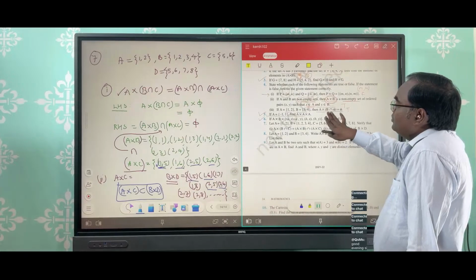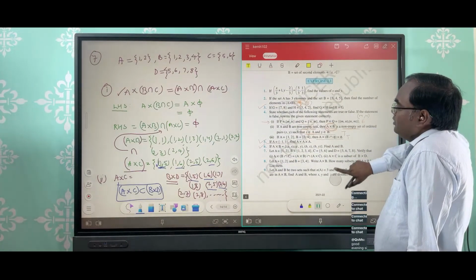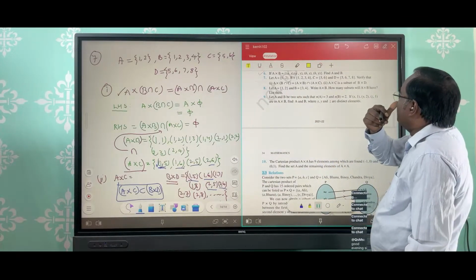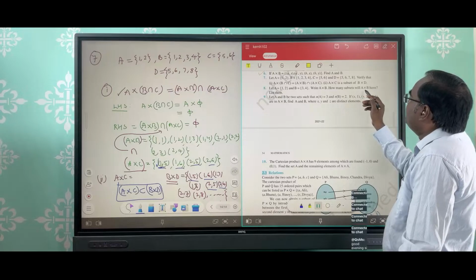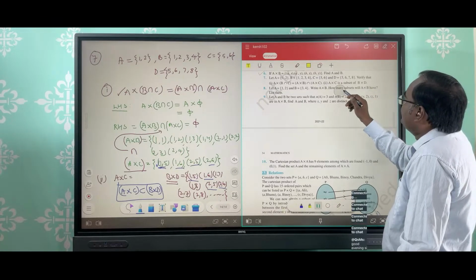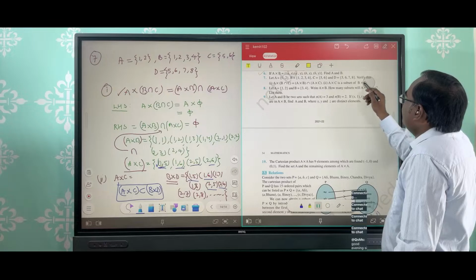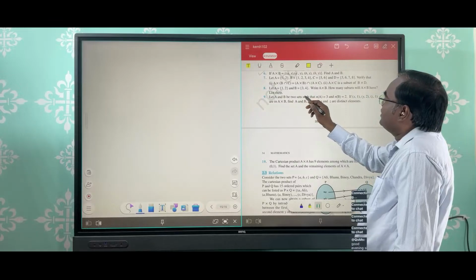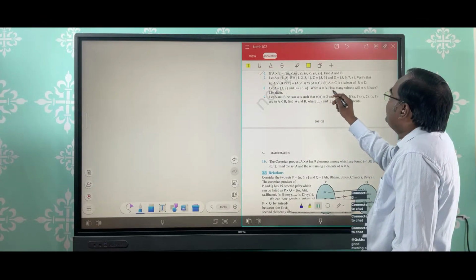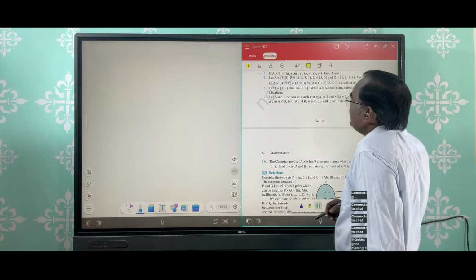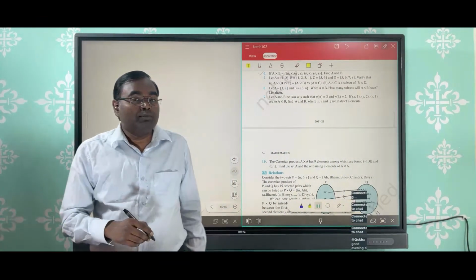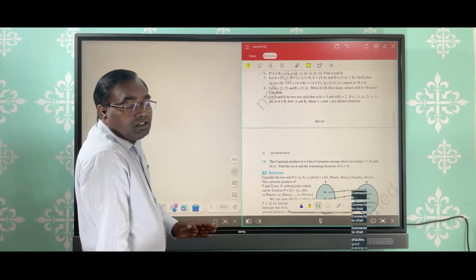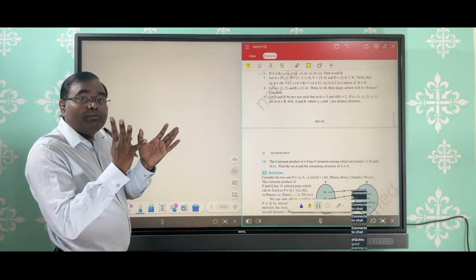So, similarly, you can solve question number 8. A is given, B is given, write A cross B. How many subsets will A cross B have? So let us solve. Take the cross product, that is the Cartesian product. You know the number of subsets is the power set. It is actually asking the power set, that is 2 to the power number of elements of the cross product.